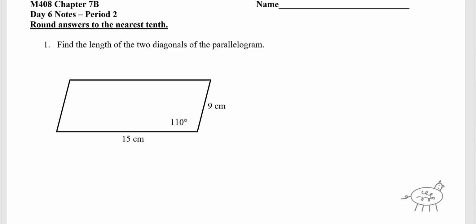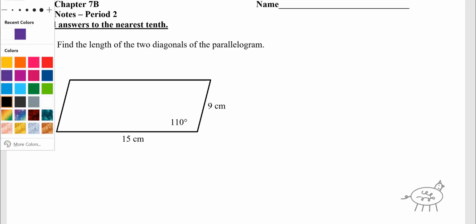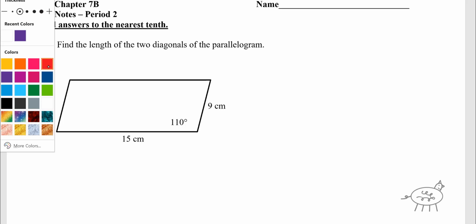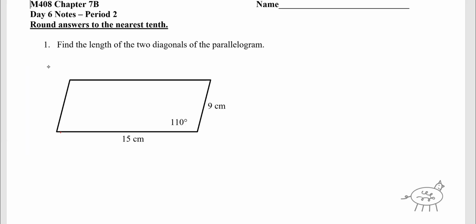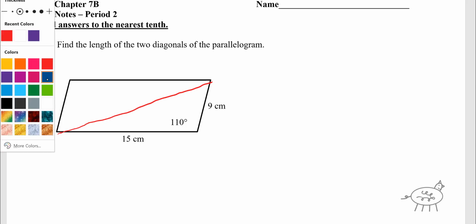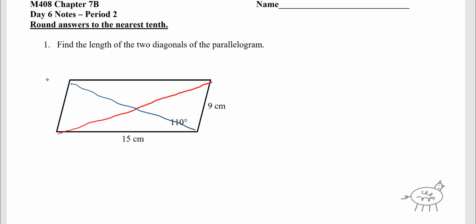All right. First question says find the length of the 2 diagonals of the parallelogram. So I'm going to actually draw the two. I'm going to do one color here, this guy right here. And then we'll do another color, blue, and we'll do the other diagonal here. Not super straight, but that's what it is. Just remember your properties of parallelograms. And basically, it's all about triangles, guys. This is all about triangles.